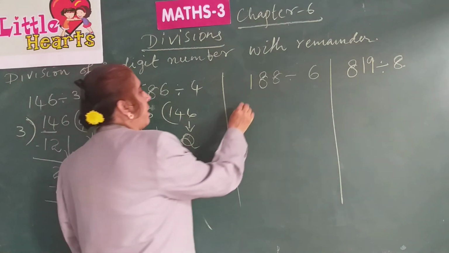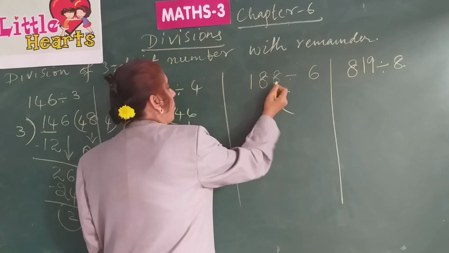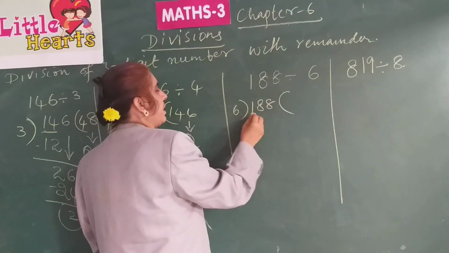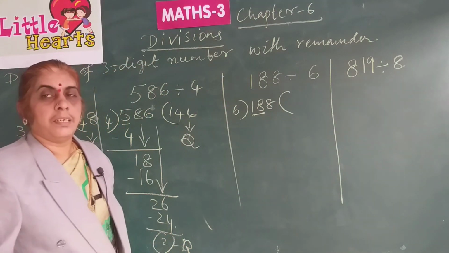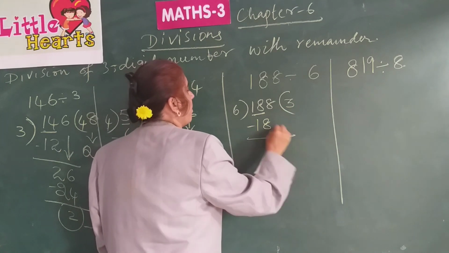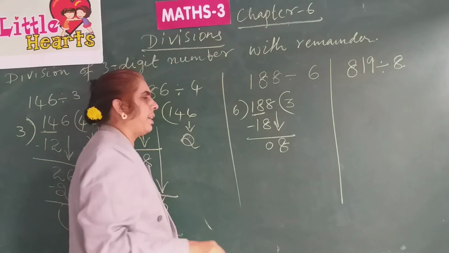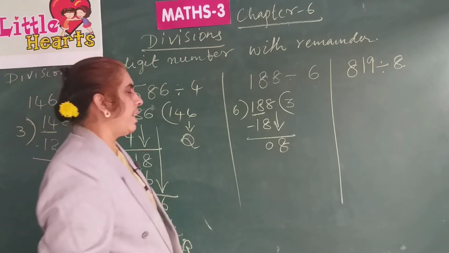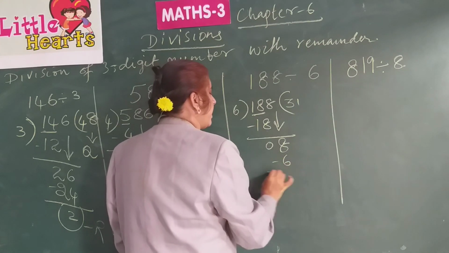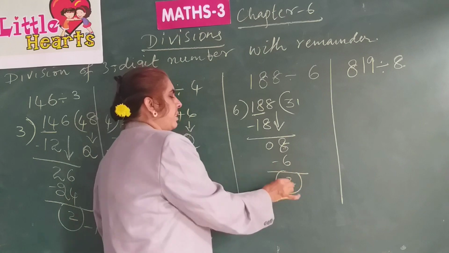And 1188 divided by 6. As 1 is less than 6, take 2 digits, 18. 6 threes are 18, we already know. And bring down 8. 18 minus 18 is 0, bring down 8. So 6 ones are 6, 6 twos are 12. So we have to go with 6 ones are 6. The smallest and nearest number to 8 in the 6 table. 8 minus 6 is 2.